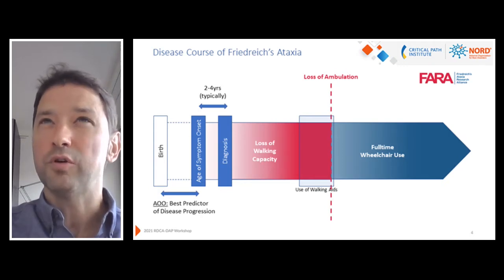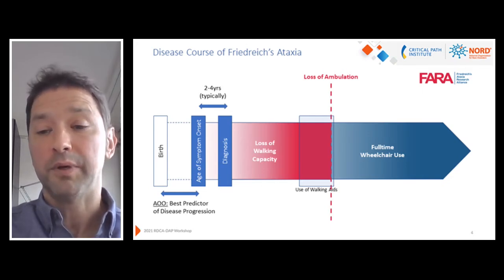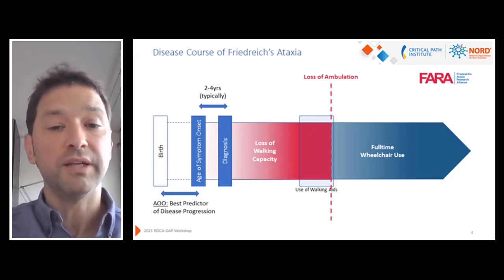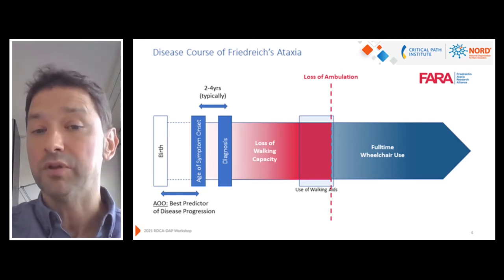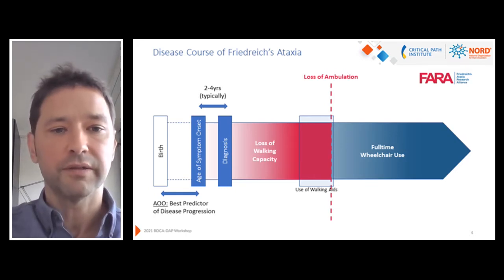Now it's important to note that many of the measures that are used today focus on walking and balance and gait, but about 50% of the overall population of people living with FA is actually non-ambulatory. So it's very important to also develop measures on this side.